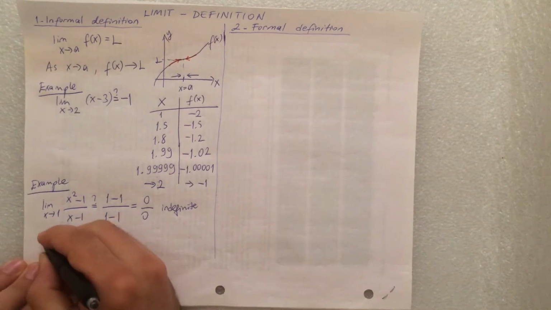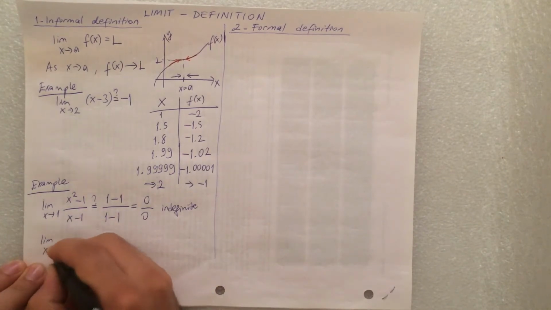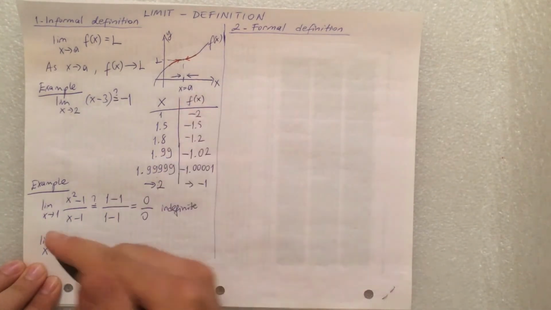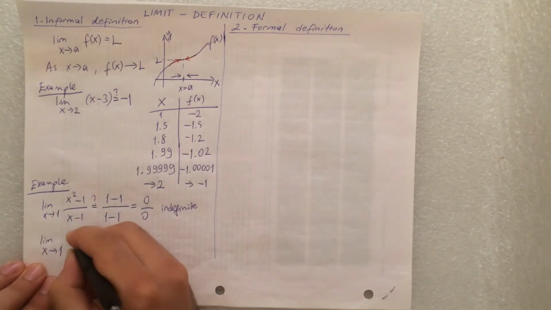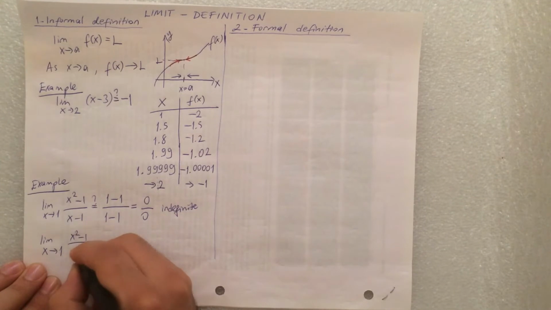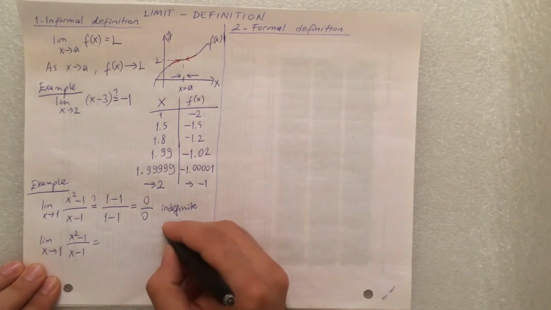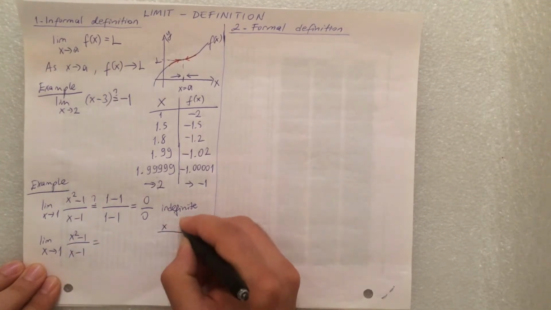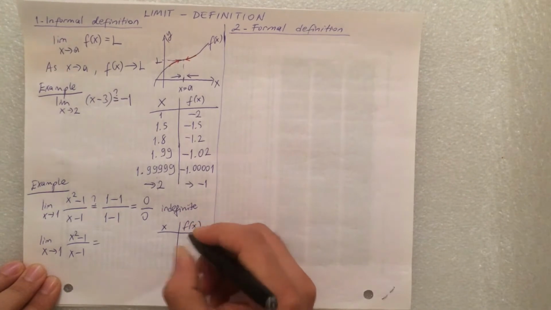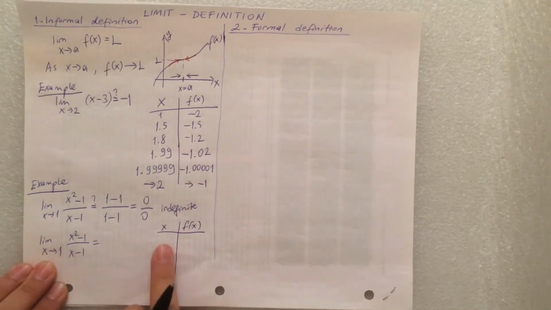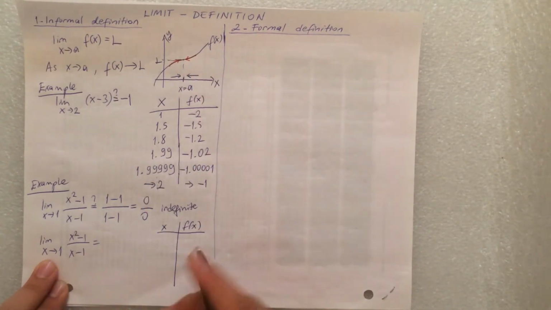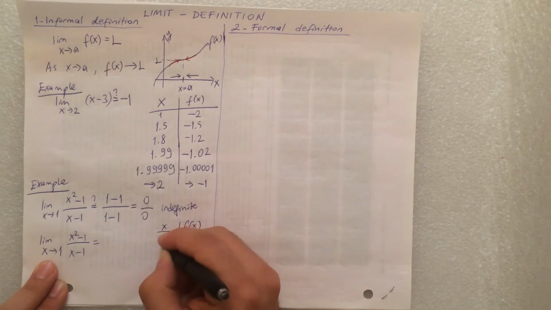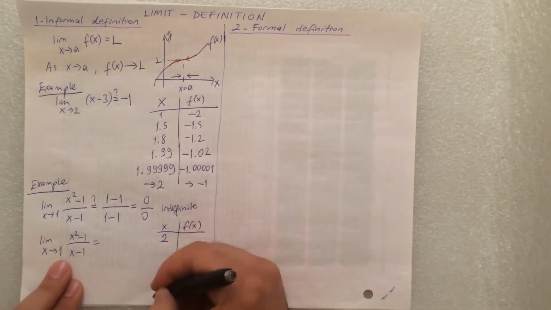But if we prepare a table as we did here, instead of inserting the value of 1, what we are going to do as we did here, we are going to get close and close to 1. Let's start from 2. This time let's reduce the value and approach 1.